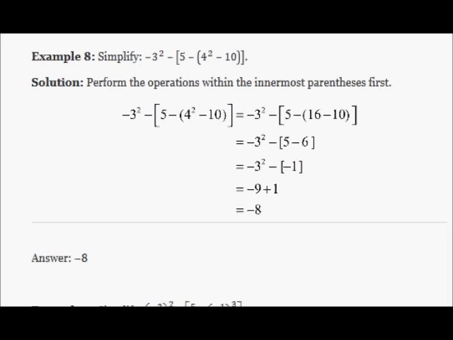Now let's go inside the bracket. 5 minus 6 is negative 1. That's everything inside the bracket. Okay? Negative 3 squared minus negative 1. Now I want you to be careful with this negative 3 squared, because negative 3 squared is not the same as negative 3 quantity squared. It's negative 3 times 3. So negative 9 minus negative 1 is the same as negative 9 plus positive 1, which is negative 8.